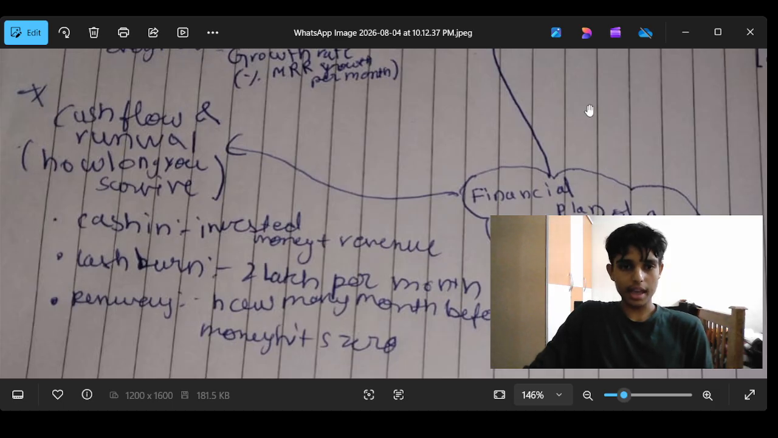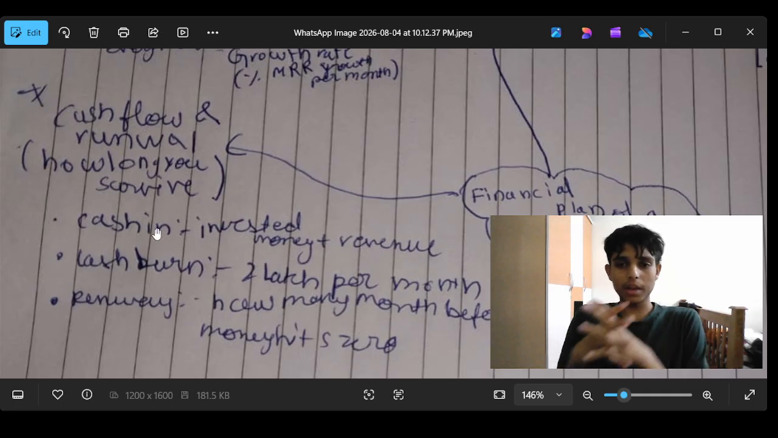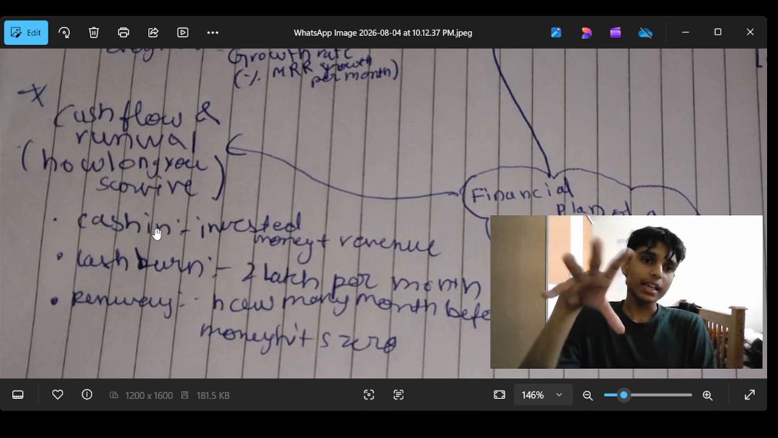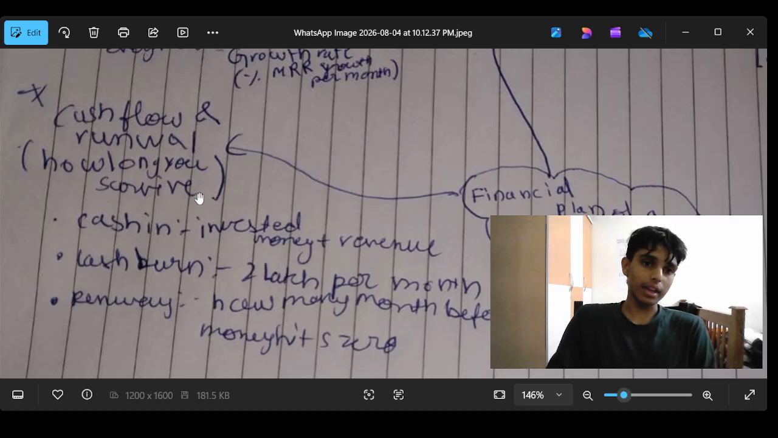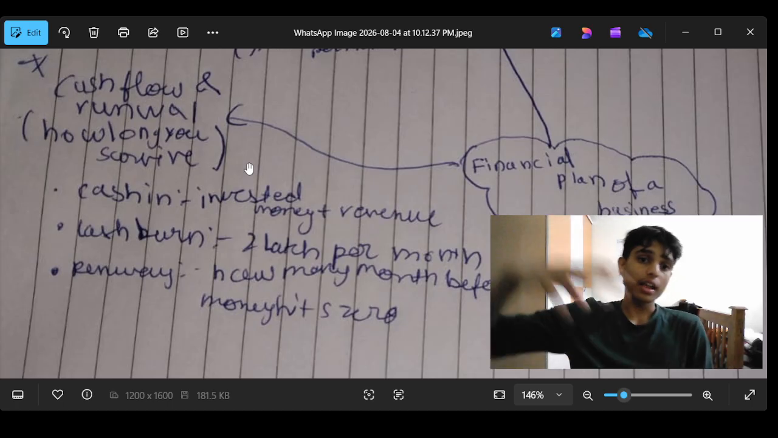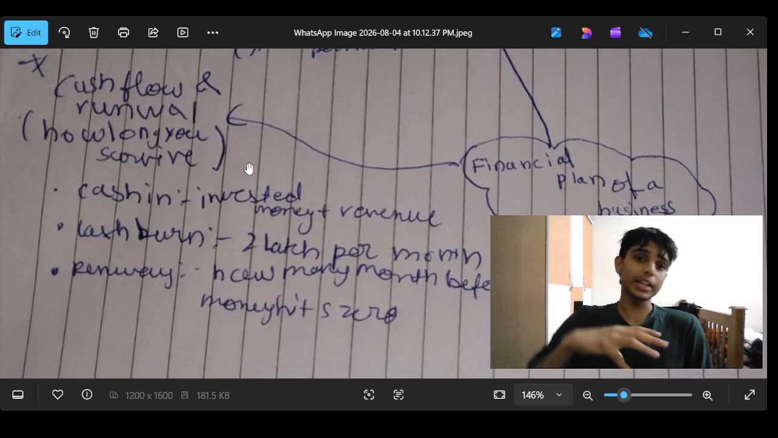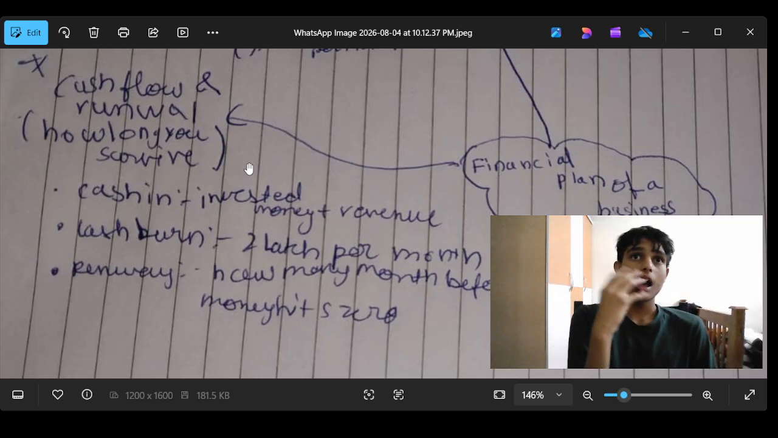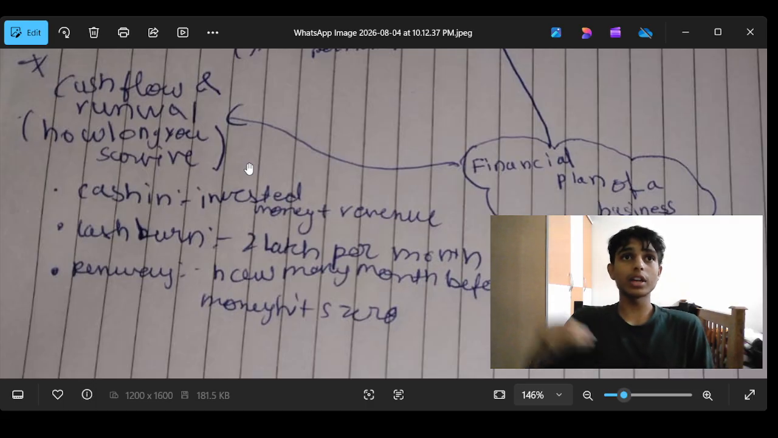So another thing for the financial plan of a business that you need to specify in your pitch deck is cash flow and runway. Cash flow is basically how much cash the investor should put in, that is cash in, how much the investor should invest, and how much time it will take for the invested money to burn out, that's the cash burn.